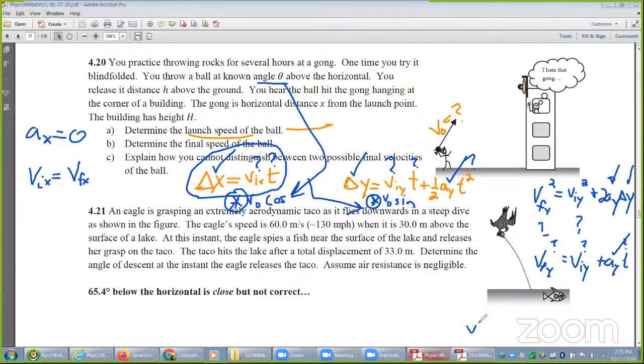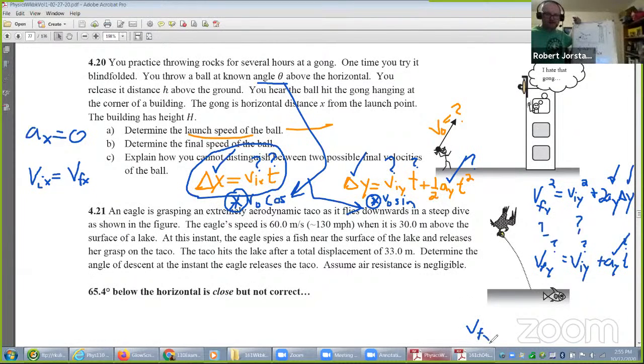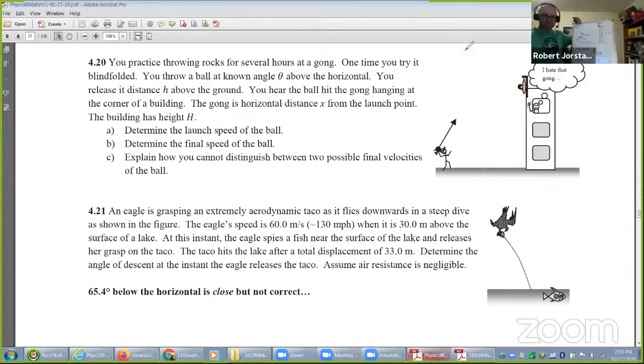So yeah, v final y would be v final sine of some other angle phi, not theta, and it could be plus or minus, right? Depending if it's going up or down. All right. Okay, perfect. Good.